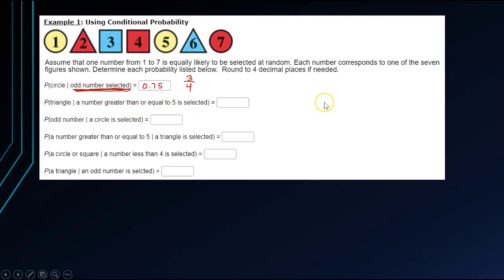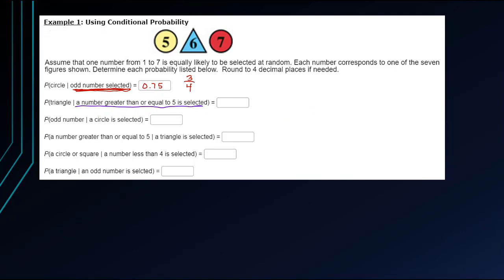The probability of getting a triangle given that a number greater than or equal to 5 is selected. If a number greater than or equal to 5 is selected, you're only looking at these cases here. So what's the probability of getting a triangle? Well, it's 1 out of 3, or 0.3 repeating, 0.3333.